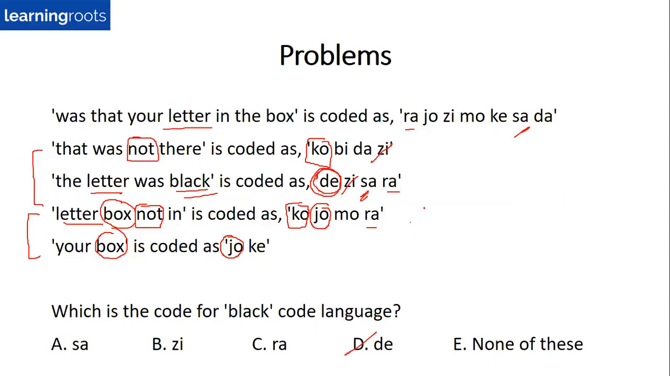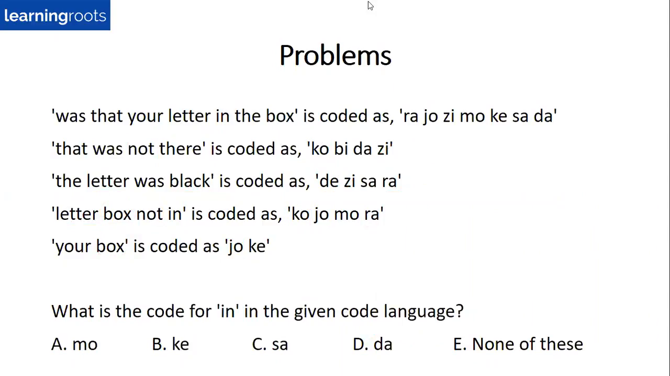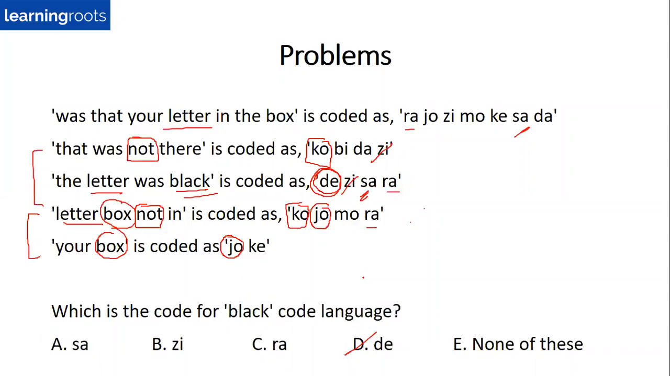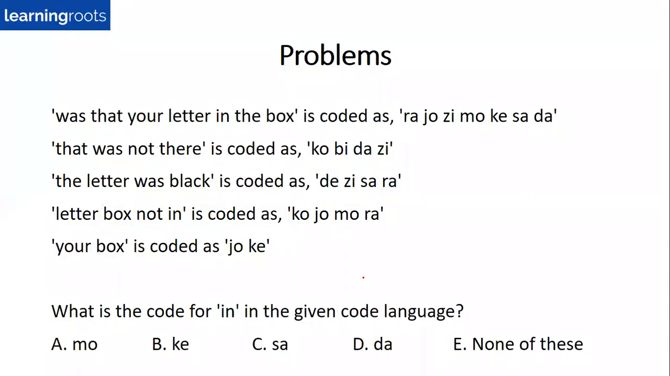Let's look at the next one. Yeah. What is the code for in? Did we solve it in the last one? Yeah, we have established that letter is Ra, box is Jo, not is Ko, and that's how in will be Mo. Okay, so the answer for this question is going to be Mo.